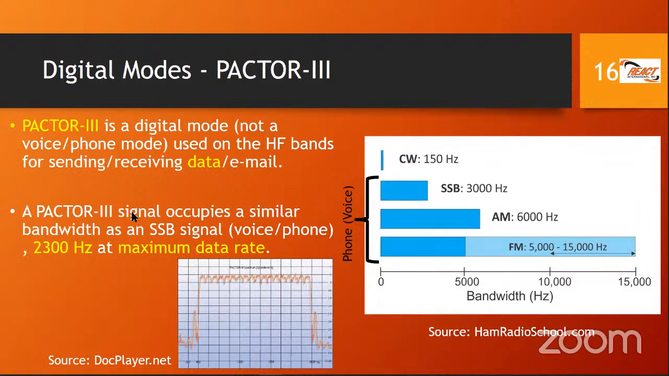So they told us for our theory, and this is an exam question in the question pool, they will ask you what is the bandwidth of a PACTOR 3 signal, and you need to know it's 2300 hertz. And they will also qualify it and tell you it occupies that bandwidth at the maximum data rate of the PACTOR 3 signal.